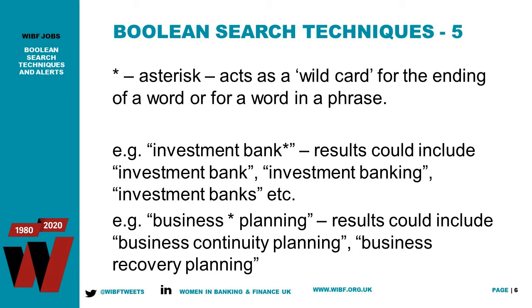Technique number 5, perhaps less common than the other examples that we've looked at, is the use of an asterisk, essentially as a wildcard or a substitution, either for a few letters or for a whole word in a word or a phrase. So a good example here in example number 1 is investment bank asterisk within the quote marks as per rule number 1. So if a job description mentioned investment bank, or contained the phrase investment bank, it would come up.